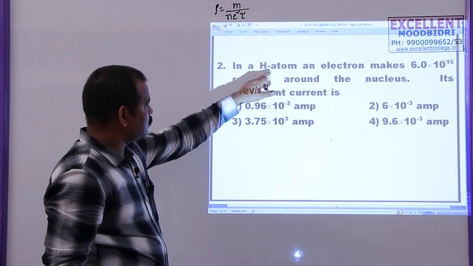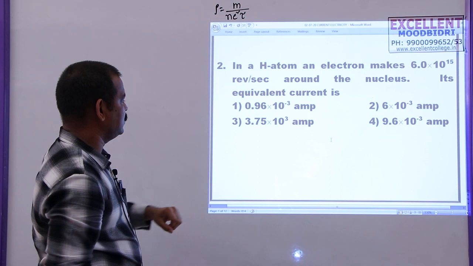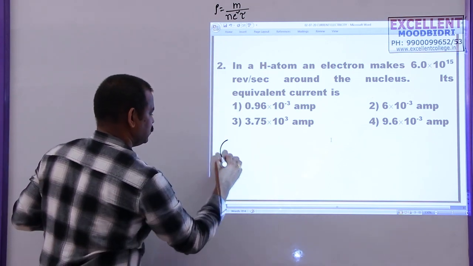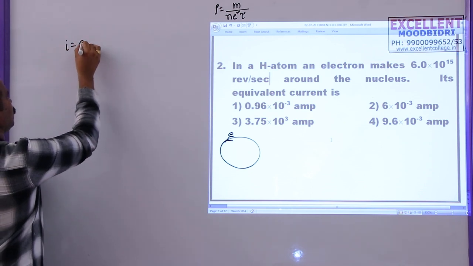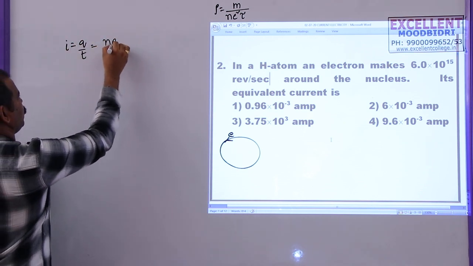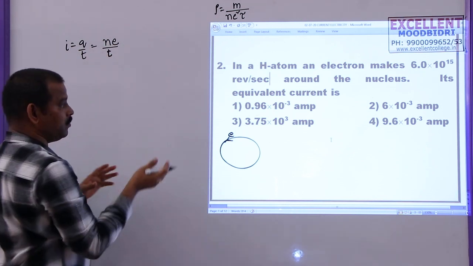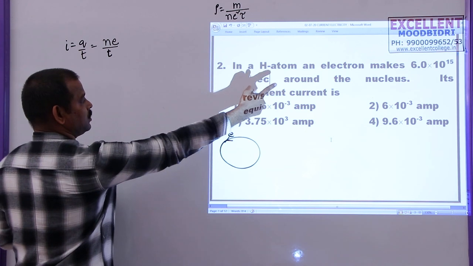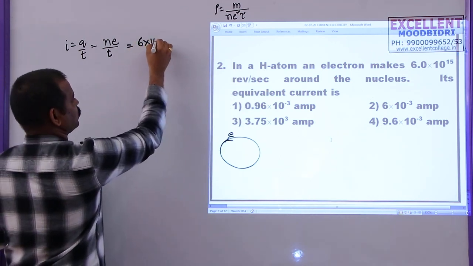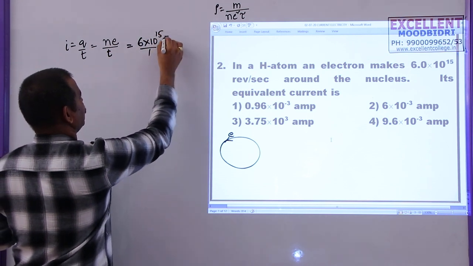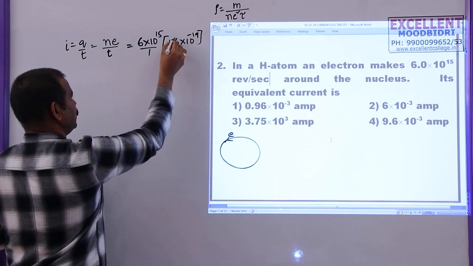Number 2. In a hydrogen atom, an electron makes 6 into 10 power 15 revolutions per second around the nucleus. Find its equivalent current. In a hydrogen atom, the electron is revolving like this. So what is the current? Current I is equal to Q by T. Q is equal to, from quantum structure, n e by t, where n is the number of revolutions per second. It is given as 6 into 10 power 15 revolutions. So this is 6 into 10 power 15 per second into the charge of electron, 1.6 into 10 power minus 19.